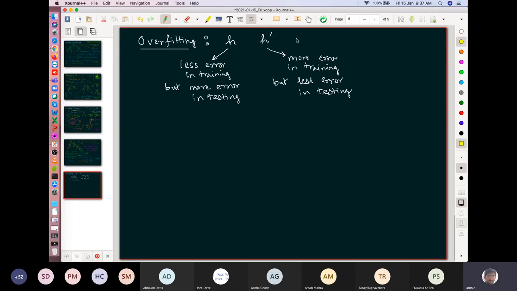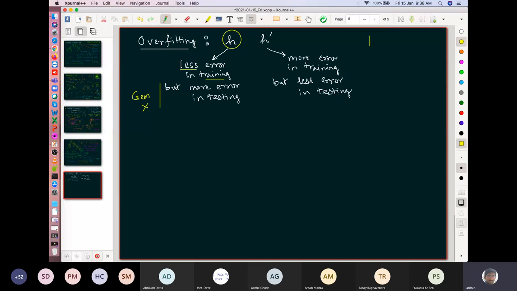Then we say formally that the hypothesis H is actually overfitting the data, because it can only fit the training data. That's why it is making less error in training, but it cannot generalize to the test data well. So the generalization factor has been less for H. And we say H overfits worse than if we select H dash.